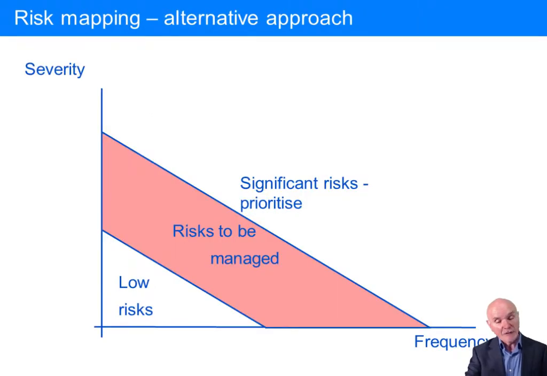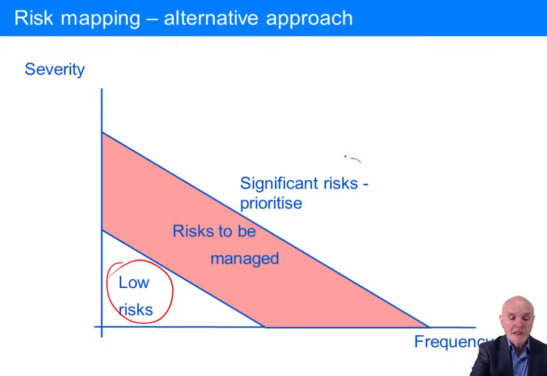Another way of setting out exactly the same sort of stuff is this here. This is not as common a form of a risk map, but basically we're going to be saying there's some pretty low risks down here, low severity, low frequency, and we're almost going to be saying we'll live with those. We can nearly ignore them.